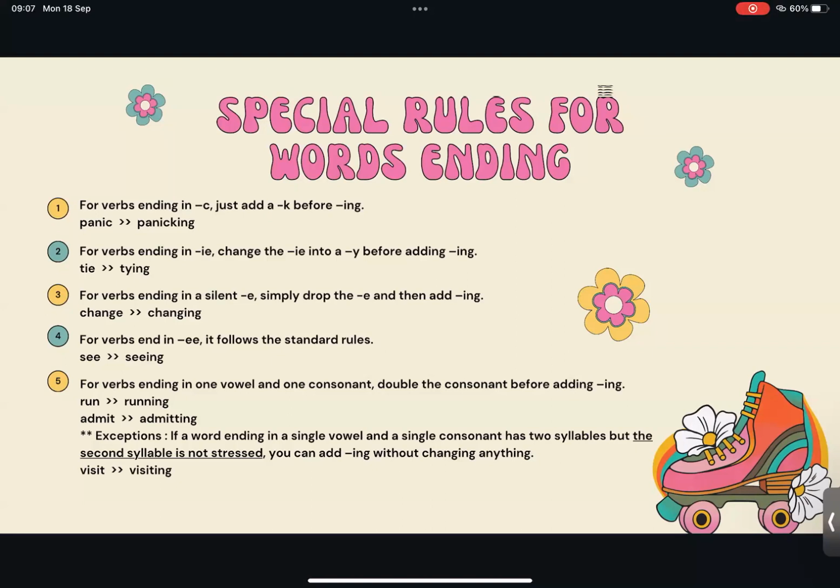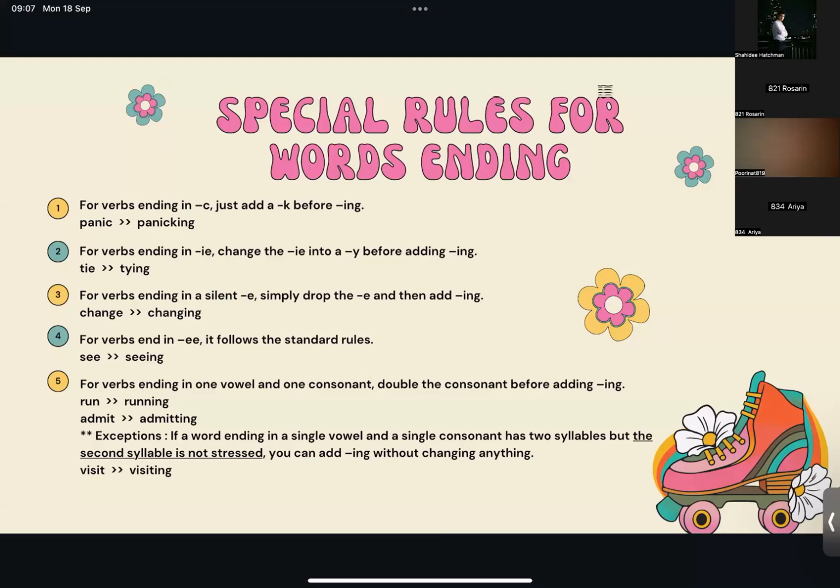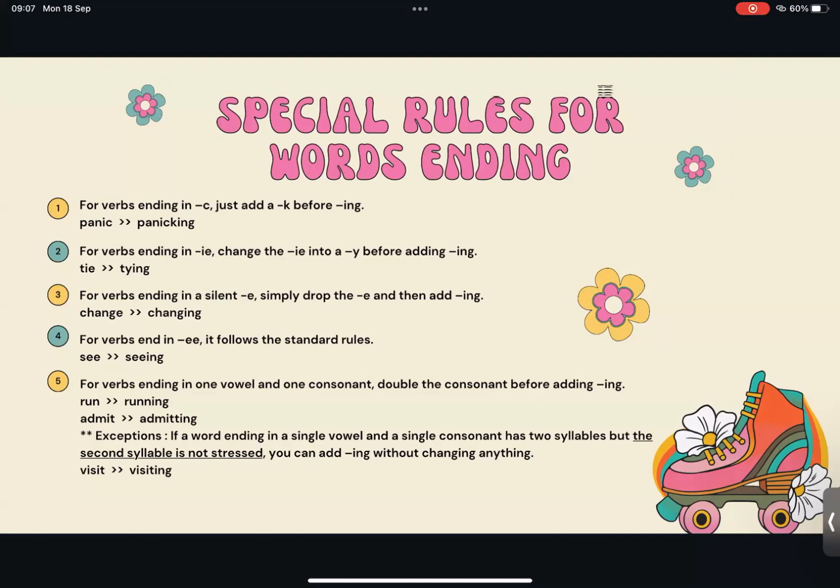Number 4, for words ending in double E, it follows the standard rules, as the word see becomes seeing. And the last one, for verbs ending in one vowel and one consonant, double the consonant before adding -ing. So there are two examples. The first one is run becomes running, and the second one is admit becomes admitting. For the first word, run, you add a double N and then add -ing. For the second one, admit, you add a double T and then add -ing.